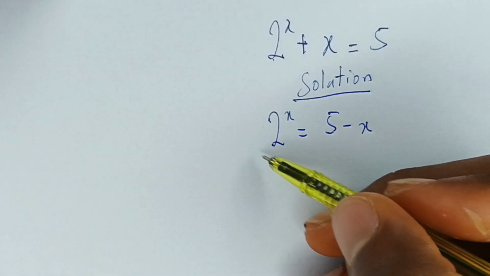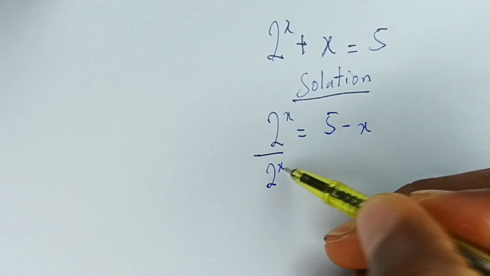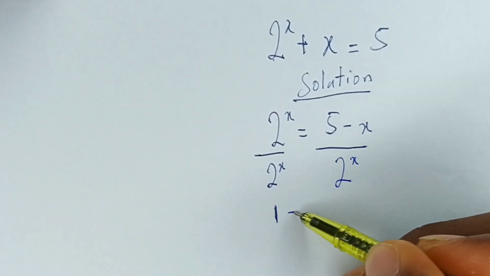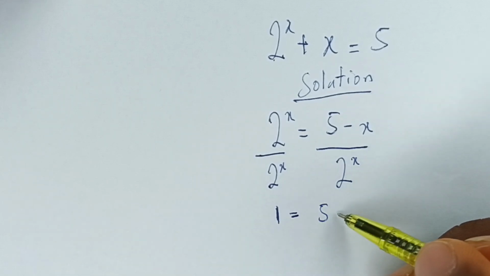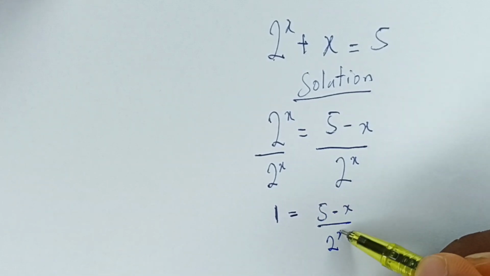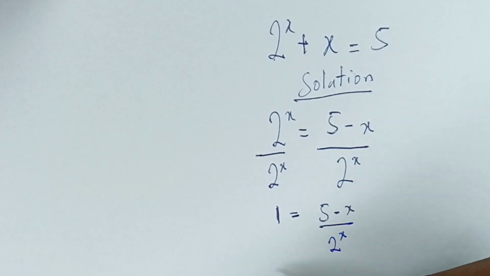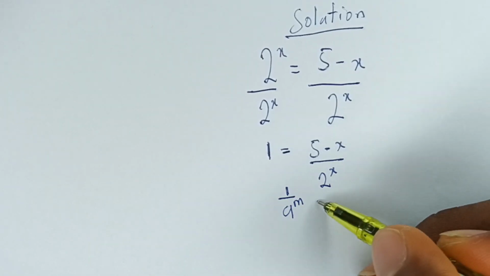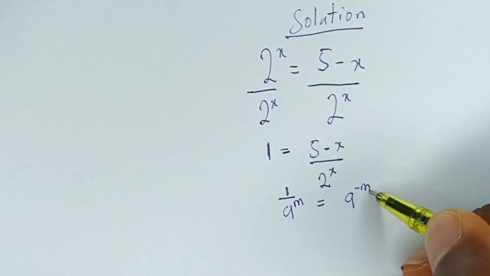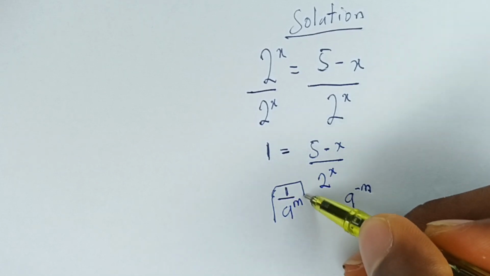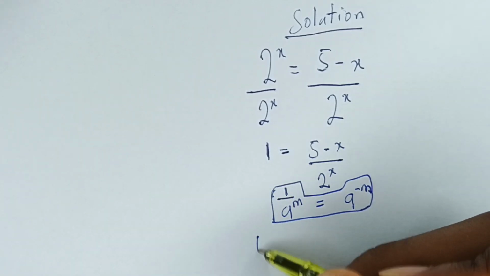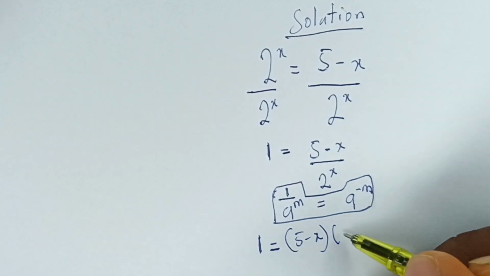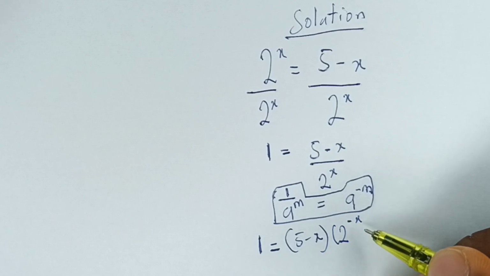Moving on, we can divide both sides by 2 raised to power x. So we have that 1 is equal to 5 minus x over 2 raised to power x. Now, remember that if you have a raised to power m, 1 over a raised to power m can be written as a raised to power negative m. Applying this rule here, we would have 1 equal to 5 minus x multiplied by 2 raised to power negative x.